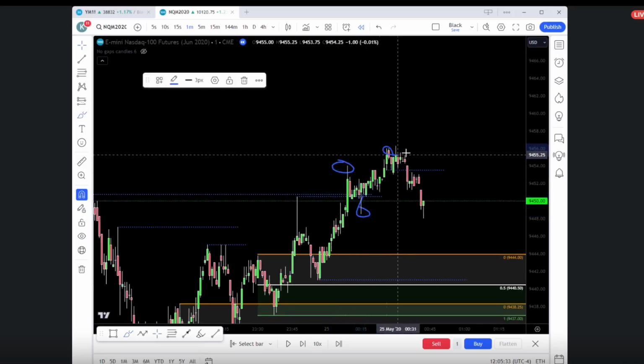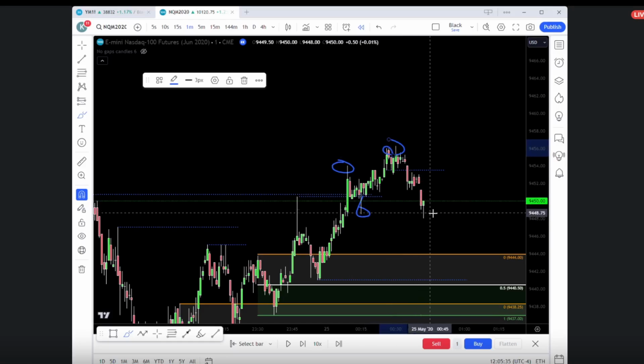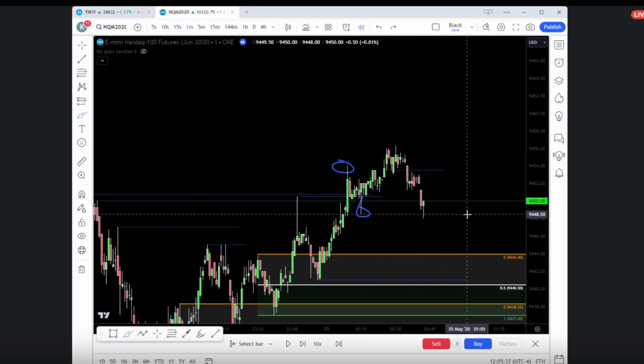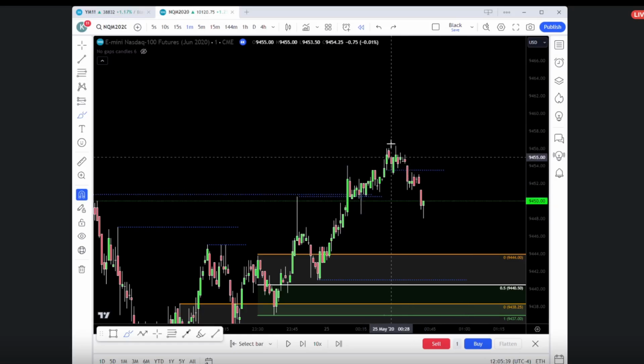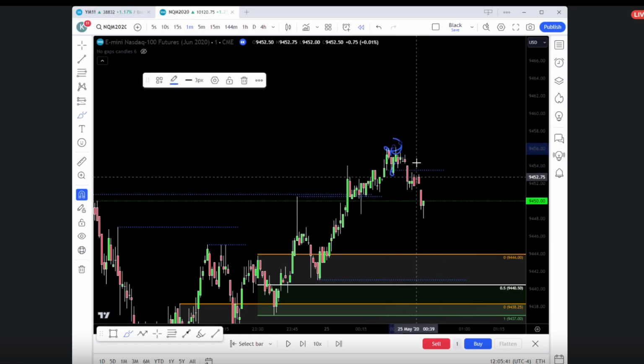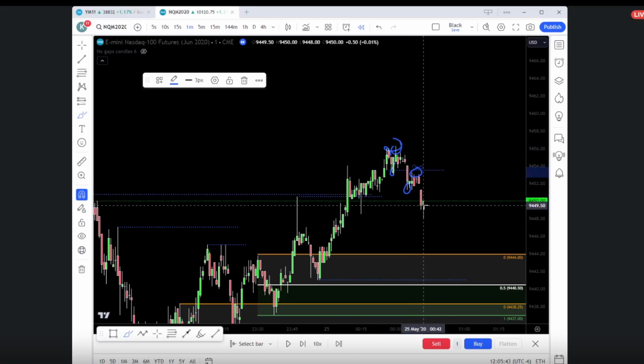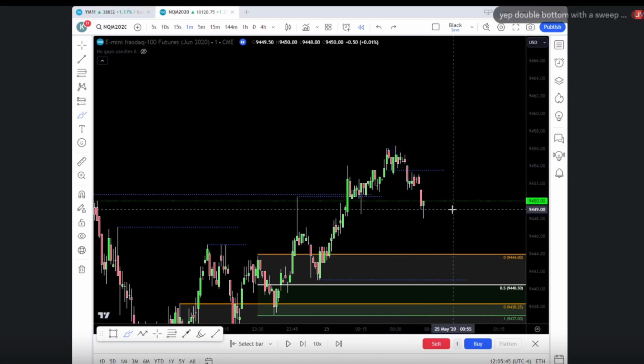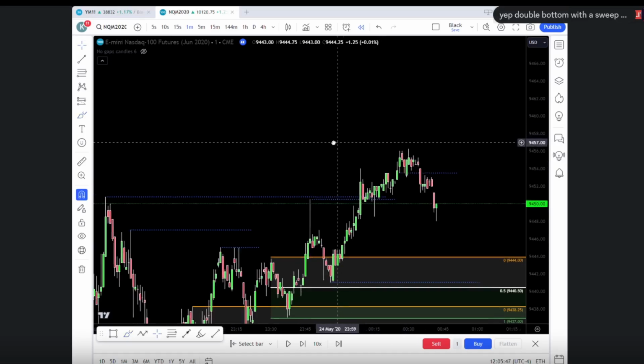High, low, high, right? Swept down here, right? Or you'd even suggest something like this, and then we tapped it back into here and then kept going down. So 5-second pullback, right?